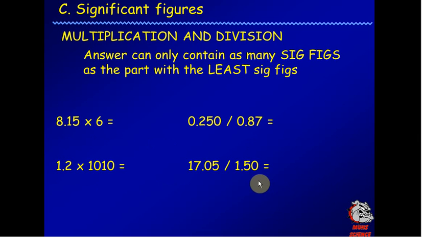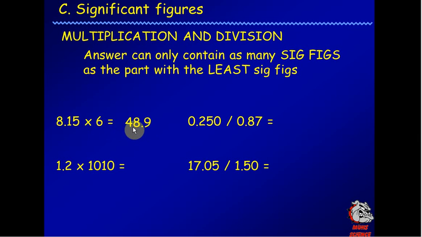Multiplication and division is the same thing, but instead of decimal points, you look at sig figs. The rule here is that my answer to these calculations can only contain as many sig figs, significant figures, as the part of the problem with the least number of significant figures. So in 8.15 times 6, I have 3 sig figs and 1 sig fig. The answer on my calculator is 48.9, but I need to round it off to 1 sig fig.